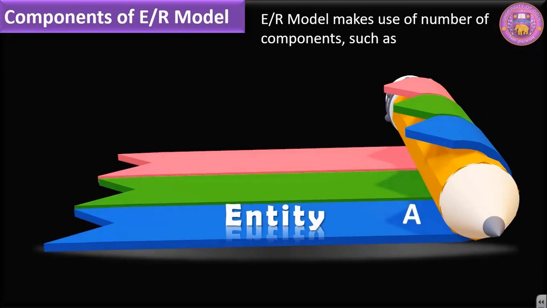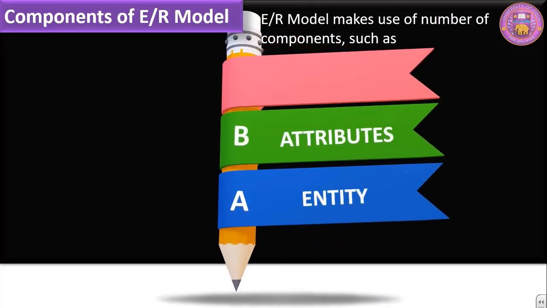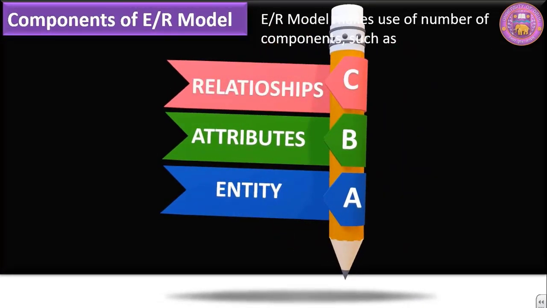So we have learned that in the ER model there are basically three important components. One is entity, second is attributes, and the third is relationship. On the basis of these three components, the whole ER model works.